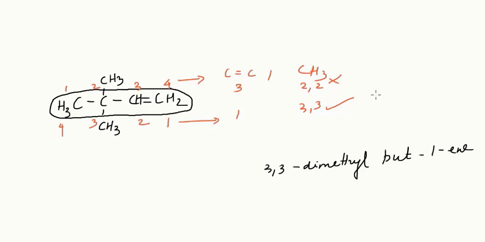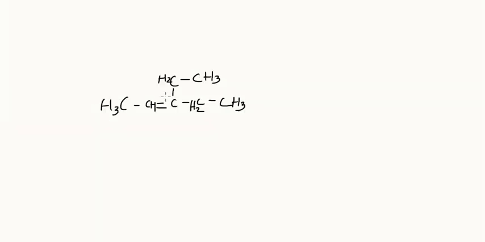Okay. So now we would be doing one last example. In this molecule, again we would be selecting the longest chain. So that could be this. It could be this. That is 1, 2, 3, 4, 5, and this has 5 carbon atoms. So we would be selecting this as the longest chain.